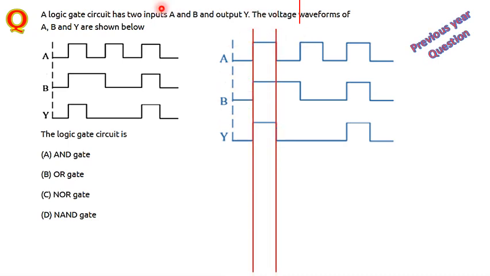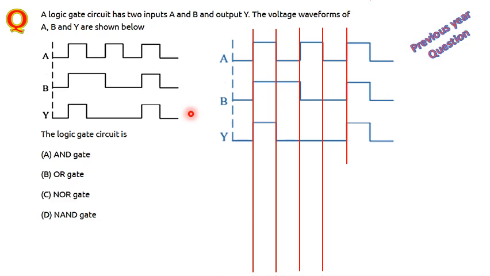Now let me draw the lines in all the cases. Here is the first one, second, third, fourth, fifth, and sixth lines. So what you have here is six waveforms. For the first waveform of A, this is the initial and this is the final, so I take the value of the final one, that is 1. The second one, the final one is 0. The third one is again 1. The fourth one, the ending point is 0. The fifth one, the ending point is 1. The sixth one, the ending point is again 0.